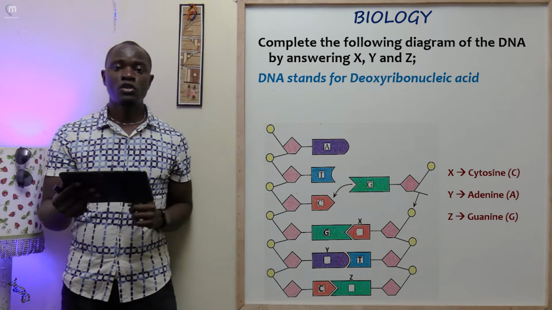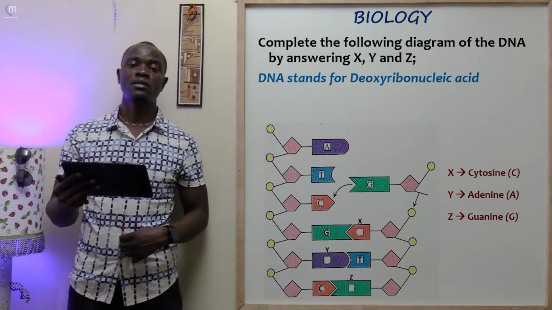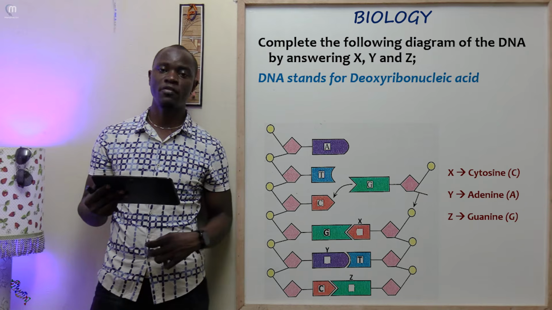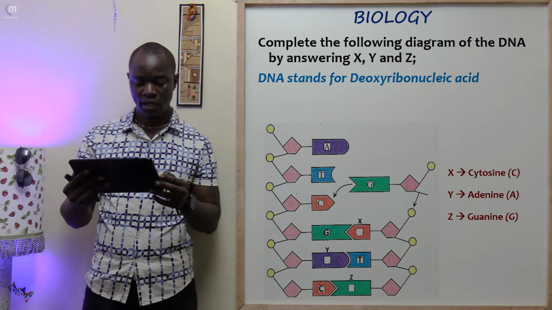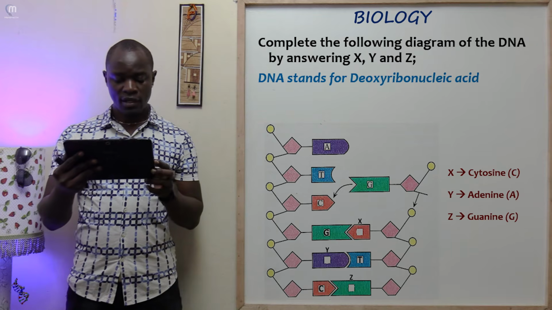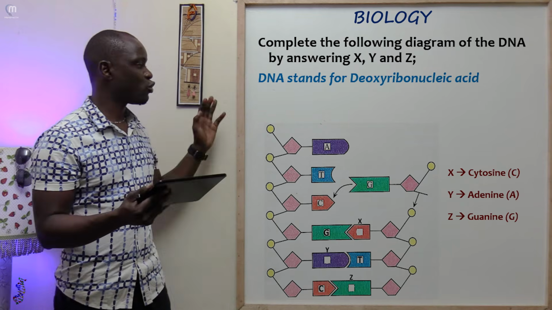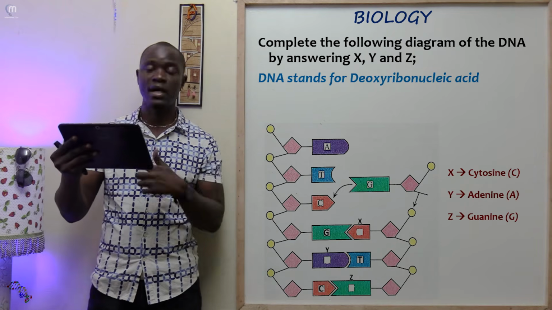So we go to the next question, which says complete the following diagram of the DNA by answering X, Y, and Z. If you look at this diagram, it is a diagram to show the unzipped DNA.